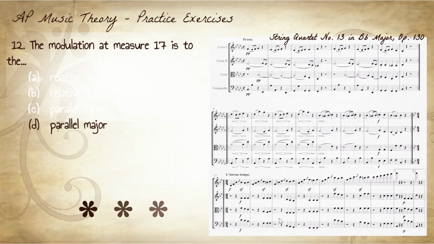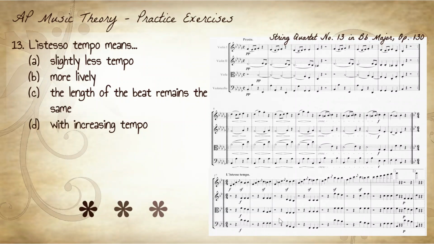Correct answer is D. The modulation at measure 17 is to the parallel major. The excerpt begins in B flat minor based on the key signature and the use of the A natural functioning as the leading tone in the harmonic form. At measure 17, the key signature is reduced by 3 flats and modulates to B flat major, the parallel major.